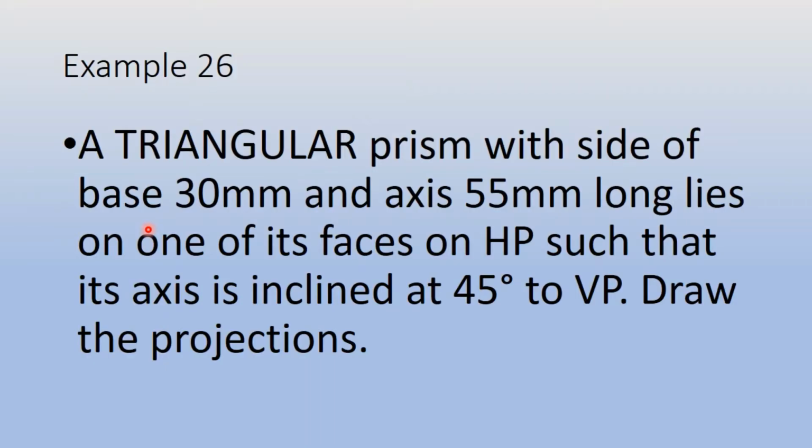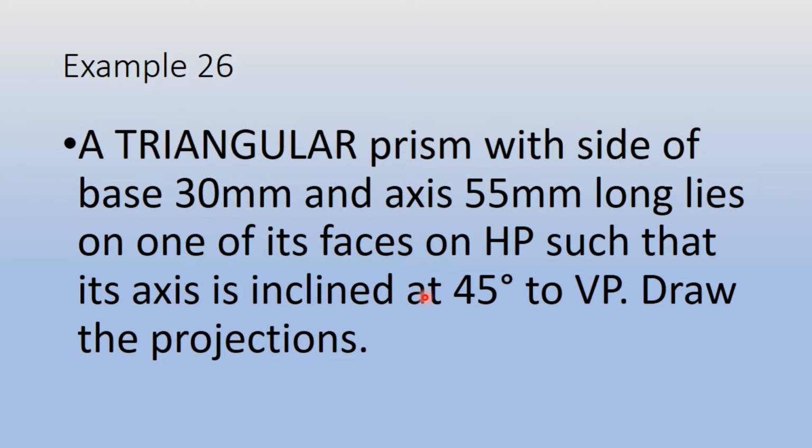Example 26. A triangular prism with side of base 30 mm and axis 55 mm long lies on one of its faces on HP such that its axis is inclined at 45 degree to VP. Draw the projections. So here again we have a triangular prism of base side 30 mm and axis side 55 mm. And here the interesting fact is that it is lying on one of its faces.